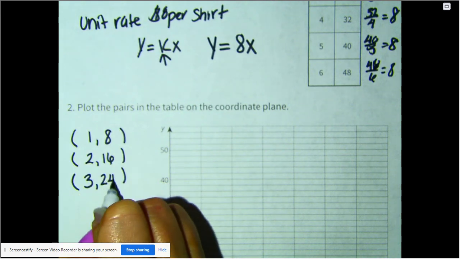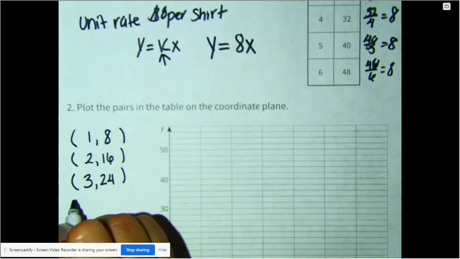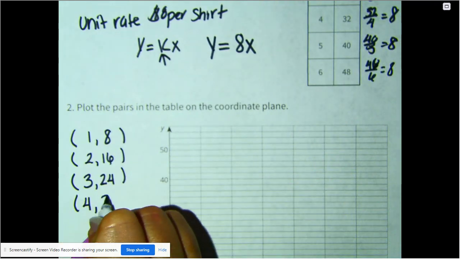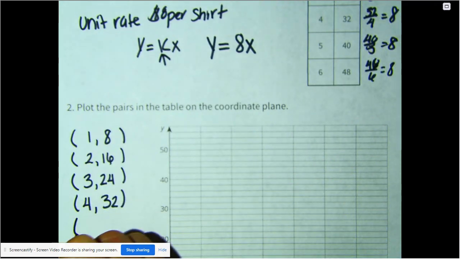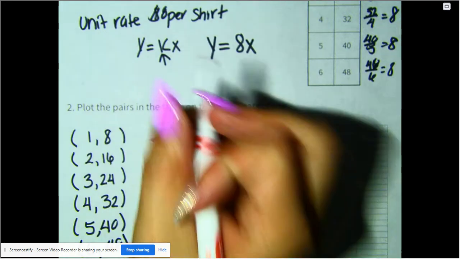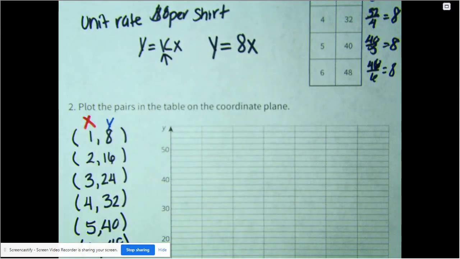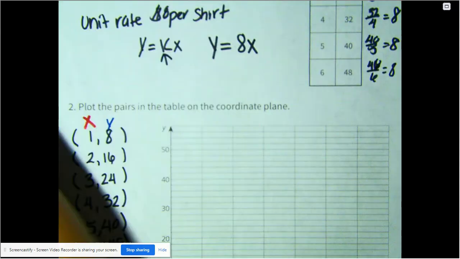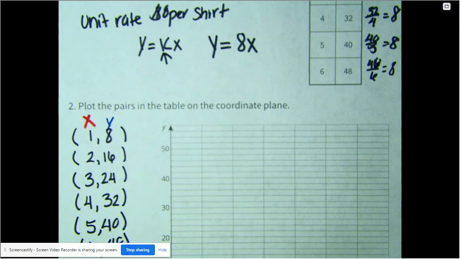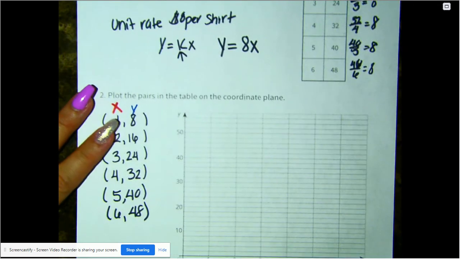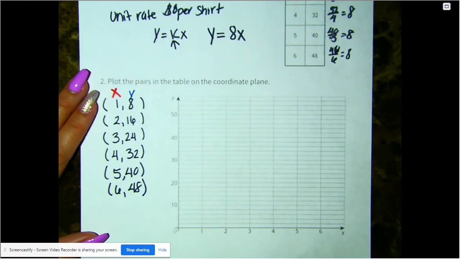(3, 24), and again, you're going to see as I write that I am just picking out my values from my table and writing them in ordered pair format. My x values first, my y values second. I am now going to begin to plot my points on my coordinate grid that I have available down here. Let me just zoom out a little bit so you can see the entire piece of the graph.